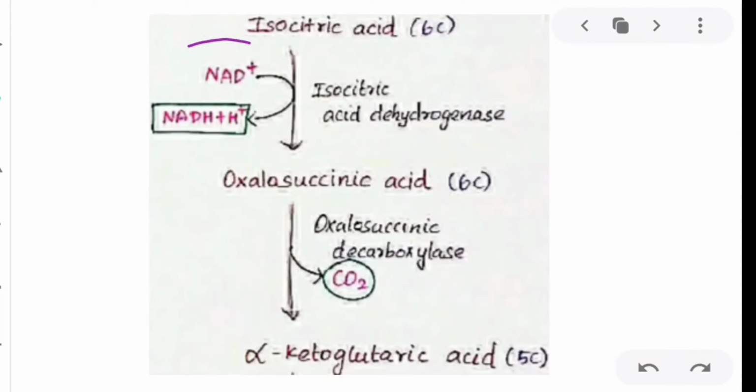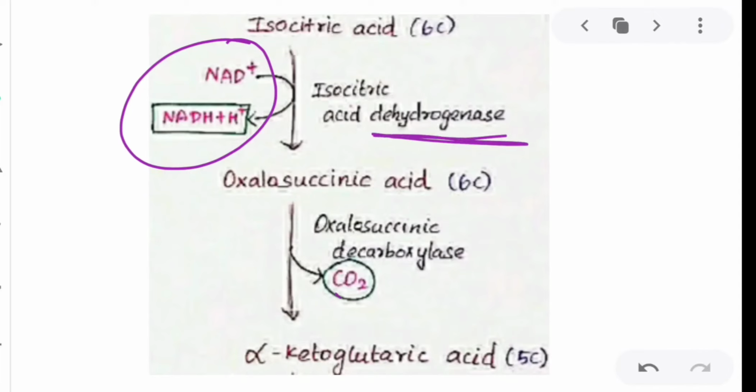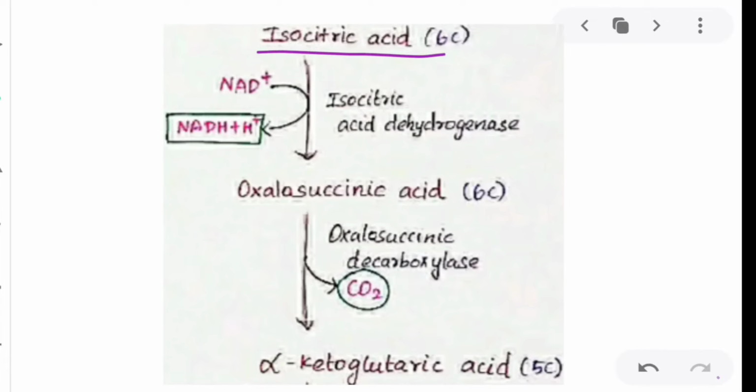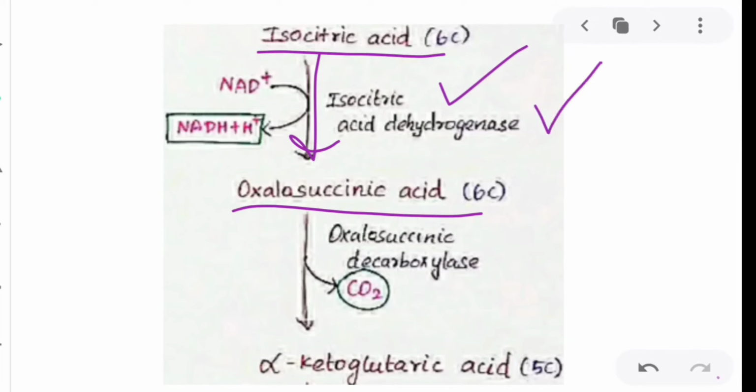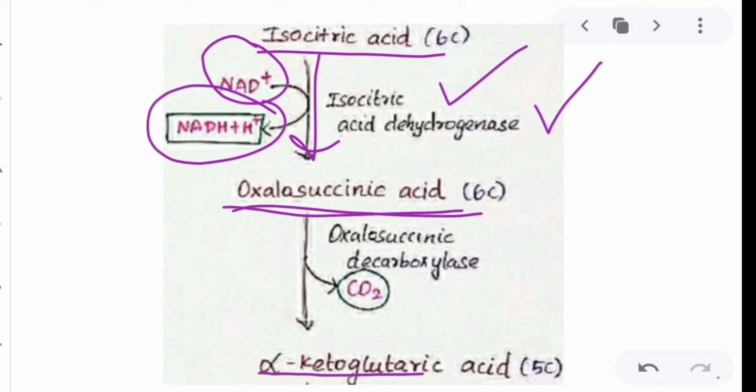And also as the NAD is reduced to NADH2, therefore the name dehydrogenase is coming, and as the carbon dioxide is released, therefore the name decarboxylase is coming. So this can be the minute things that can be used to remember these enzymes. So finally the isocitric acid gets converted to oxalosuccinic acid in the presence of the enzyme isocitric acid dehydrogenase, and here the NAD is reduced to NADH2, and the oxalosuccinic acid is converted to alpha ketoglutarate acid in the presence of enzyme oxalosuccinic decarboxylase, and here the carbon dioxide is released.